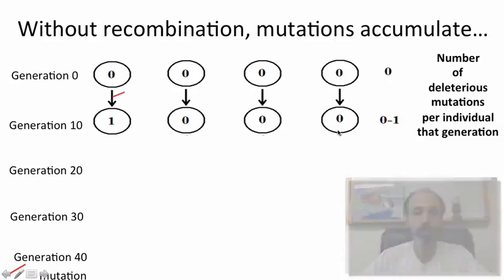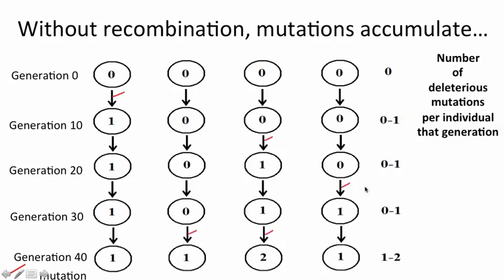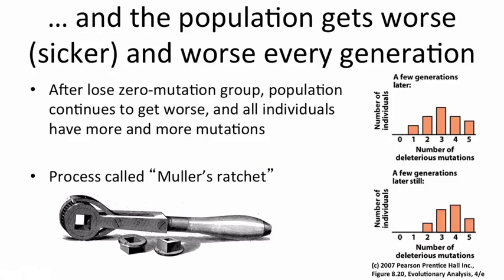Well, what's going to happen after more time? We'll have more mutations arising here, here, here, here. Eventually, as you see, there's a range of 0 to 1 bad mutations, a couple more have 1, a couple more have 1. Down here, the range is 1 to 2. We actually have no individuals left in the population after a very long period of time that are lacking bad mutations. Everybody has bad mutations. So in this regard, the population as a whole is getting more sickly. And in fact, the population gets sicker and worse every single generation.